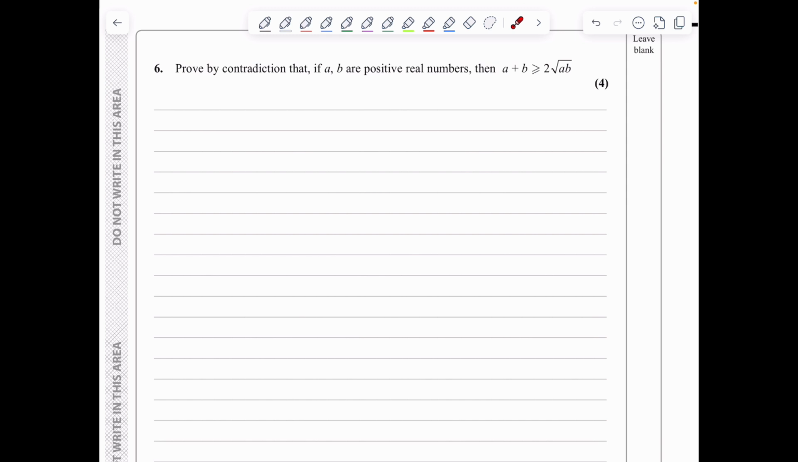In question 6, we are asked to prove by contradiction that if a and b are positive real numbers, then a plus b is greater than or equal to 2 root of ab. So this is the proposition here. Well, in proof by contradiction, we always start by assuming the opposite. So we say suppose not, i.e.